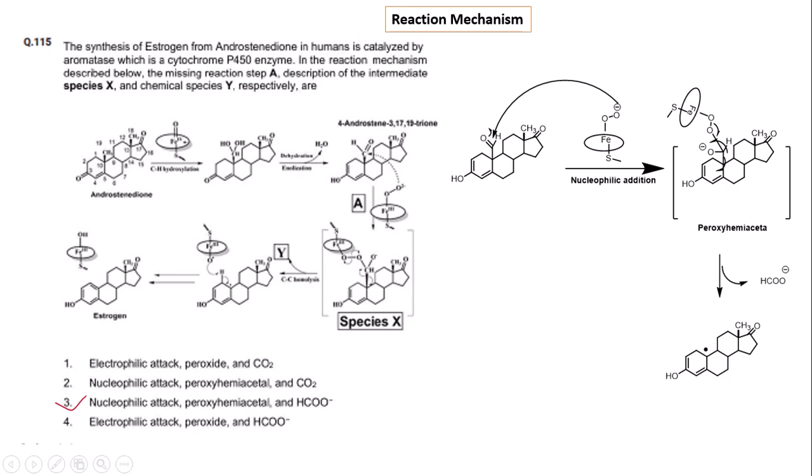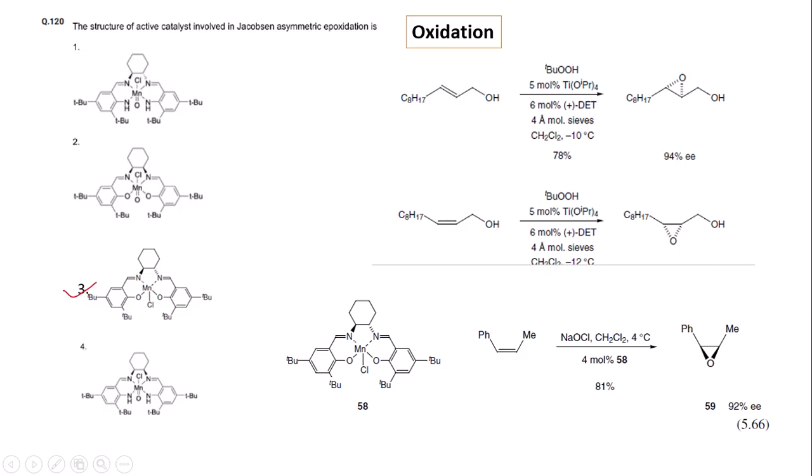This problem is very large, but the phenomenon is very simple. This is the reaction of the peroxide with the aldehyde group to form the peroxy hemiacetal intermediate, and then elimination of this peroxy hemiacetal intermediate to get the desired product. So the nucleophilic attack, the peroxy hemiacetal, and the elimination of the formate anion is the correct option. Next is the oxidation product.